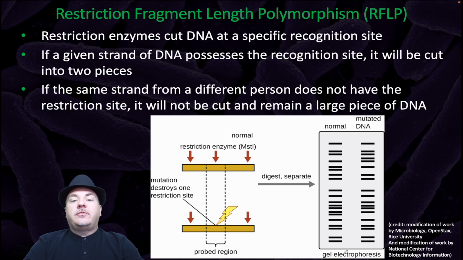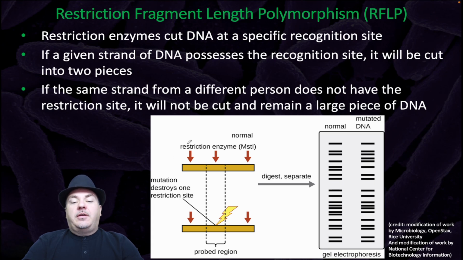RFLPs, or restriction fragment length polymorphisms. Restriction enzymes cut DNA at a specific restriction site. If a given strand of DNA possesses the restriction site, it will be cut into two pieces. If the same strand from a different person does not have the restriction site, it will not be cut and will remain a large piece of DNA.